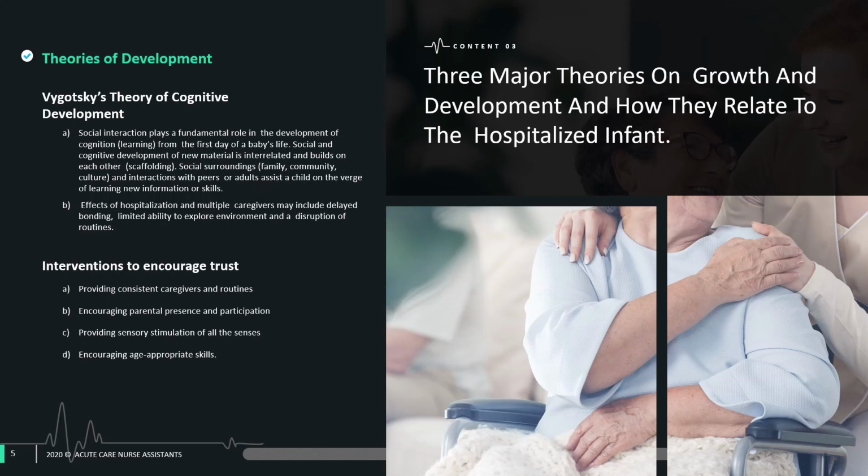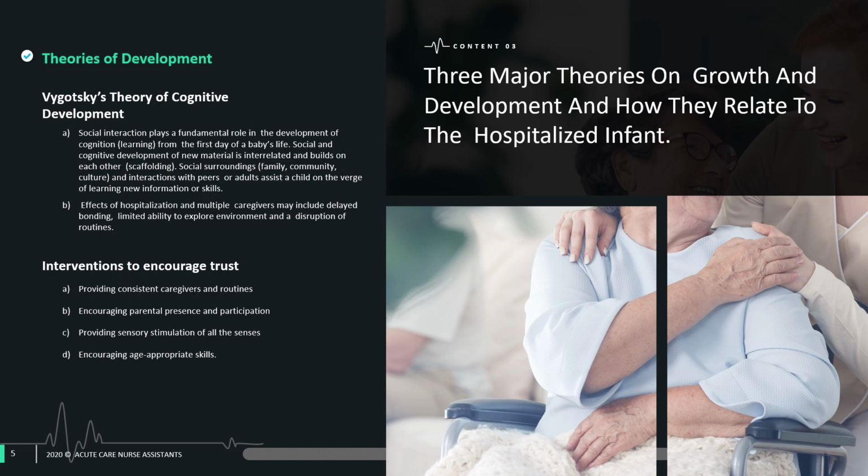Vygotsky's theory of cognitive development. Social interaction plays a fundamental role in the development of cognition, or learning, from the first day of a baby's life. Social and cognitive development of new material is interrelated and builds on each other, scaffolding. Social surroundings, such as the family, community, and culture, and interactions with peers or adults, assist a child on the verge of learning new information or skills.